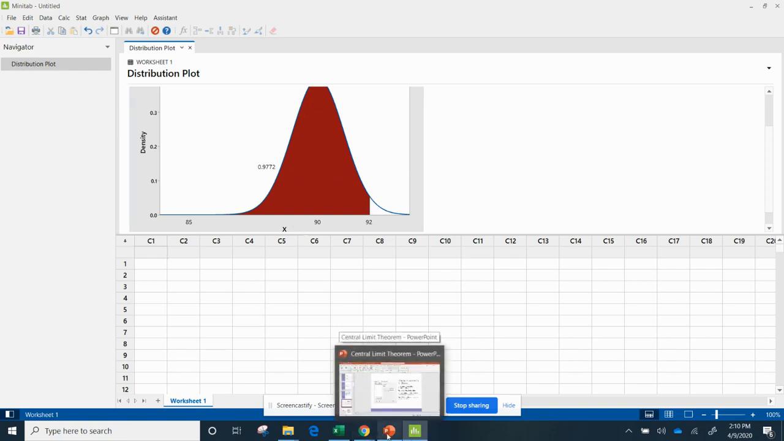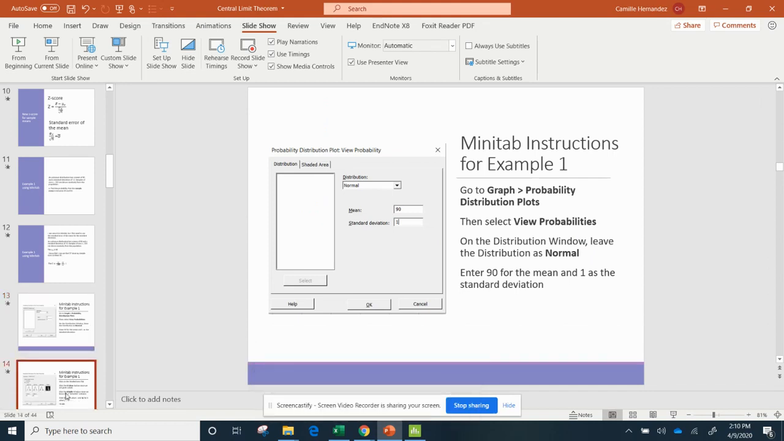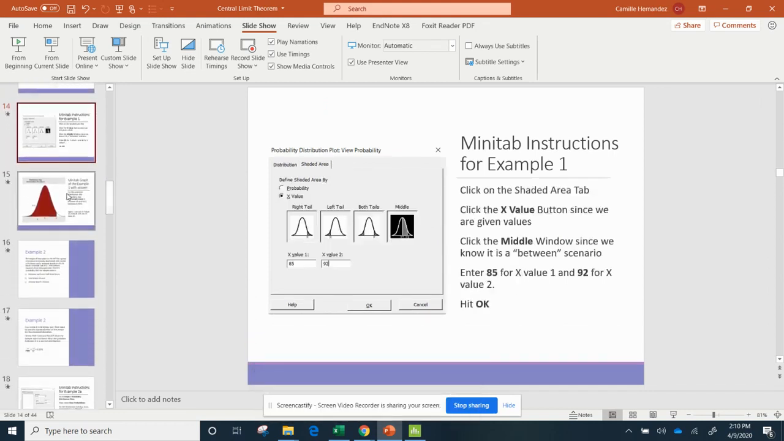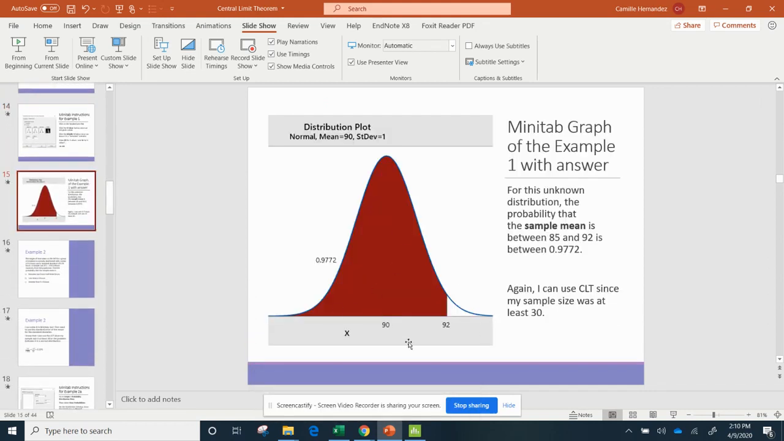I'm going to go back to the PowerPoint because I have it in there too, and I give the instructions. So here it is bigger so you can see it. Okay, you may not see the white down there, but it does exist. So for this unknown distribution, the probability that the sample mean is between 85 and 92 is 0.9772. And again, I can use the central limit theorem since my sample size is at least 30.